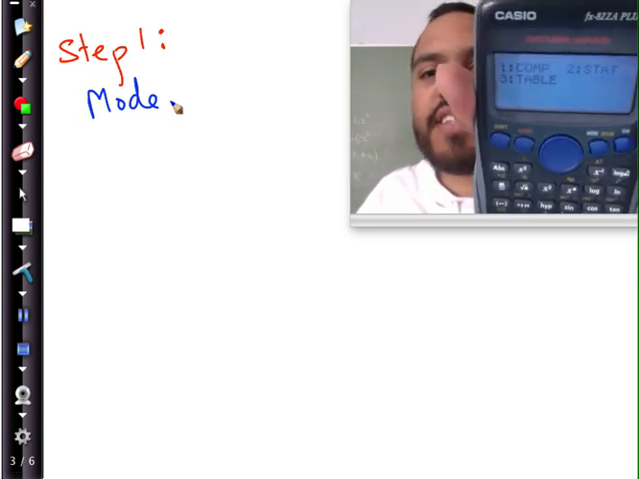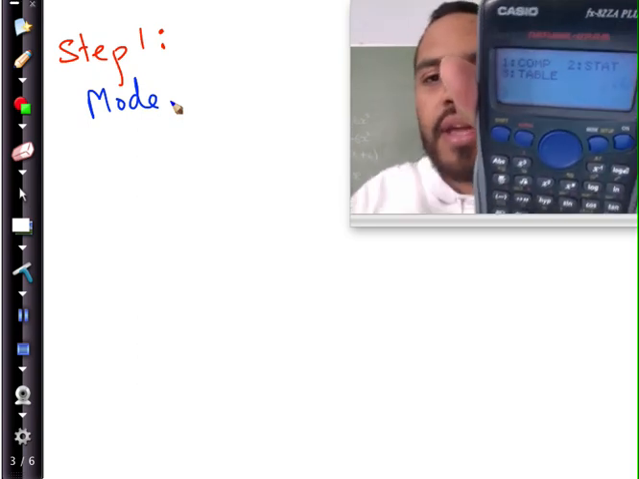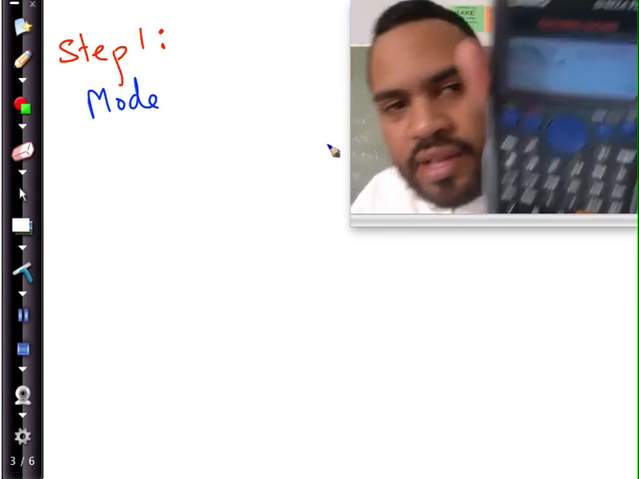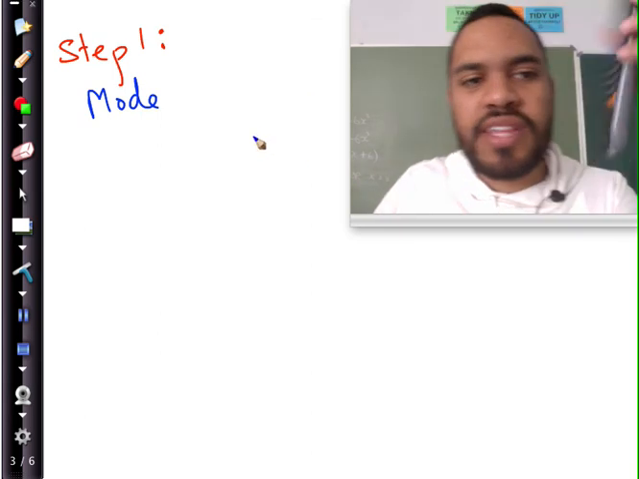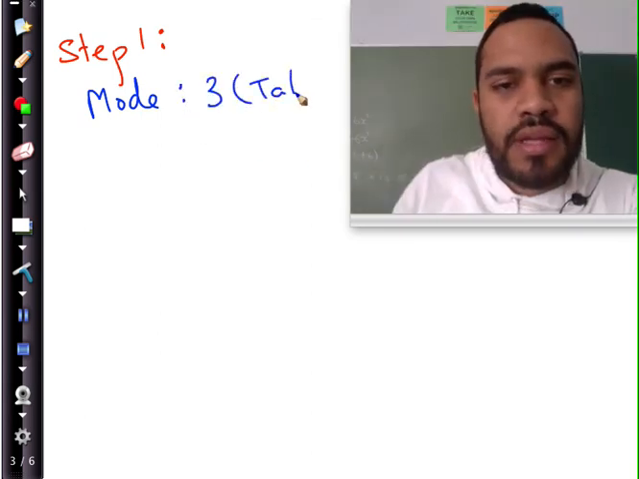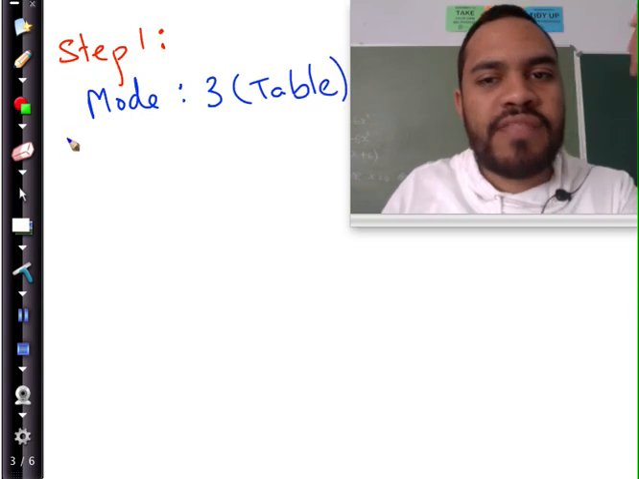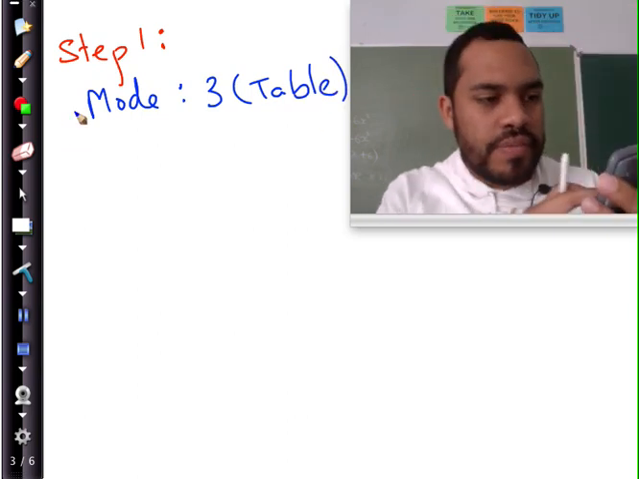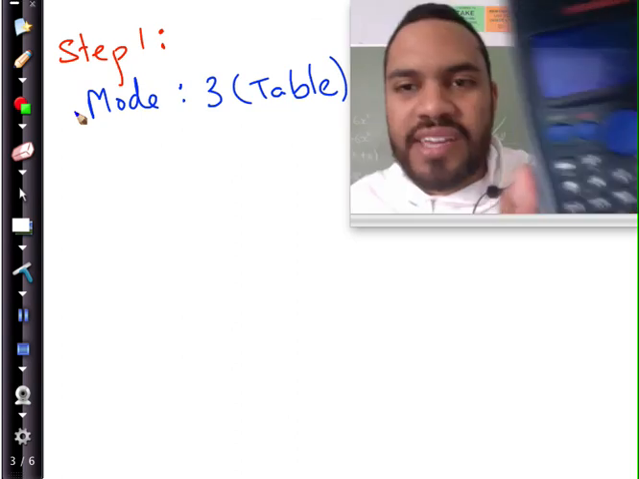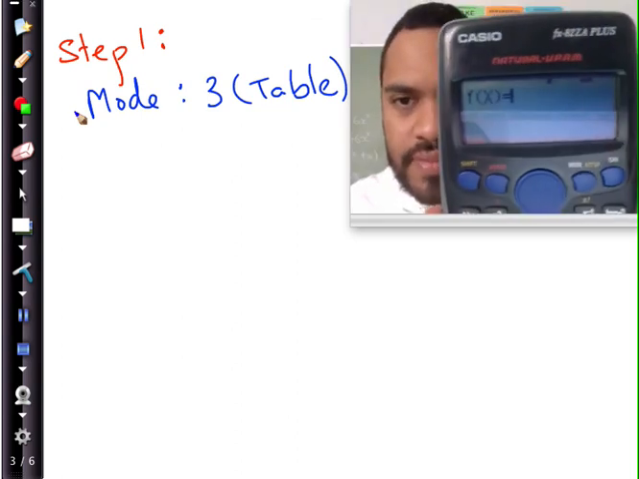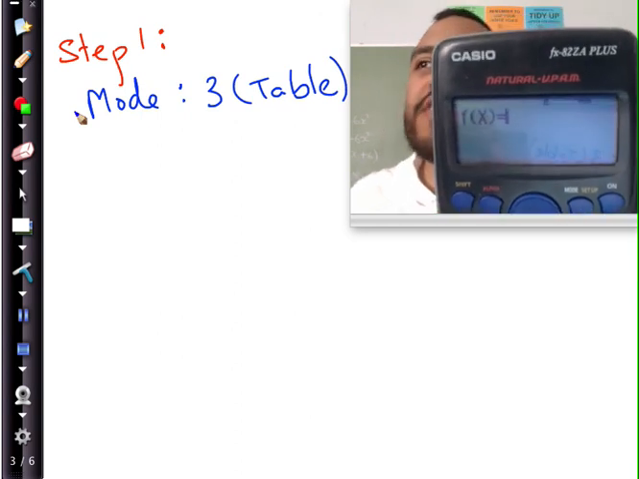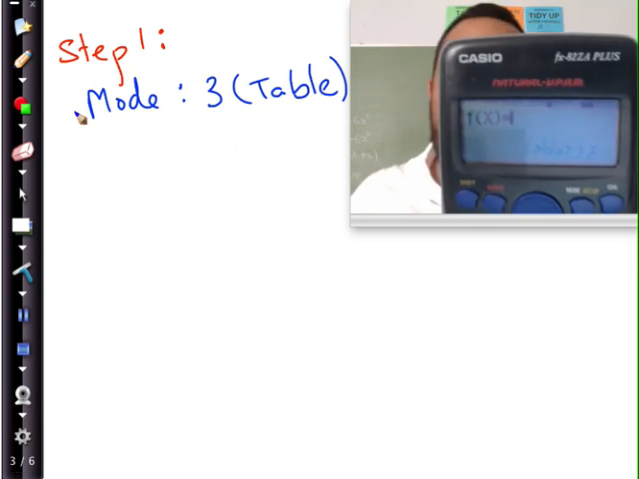Some of your calculators, if you're using the 991, will give you more options. But we want to put this into table. Do you see the word table? On my calculator, that's option 3. So we're going to go to mode and select 3, and that is going to be table. If table is a different number on yours, then you need to select the other number. It's now going to give you f of x equals. In other words, the calculator is asking you to input the actual function.